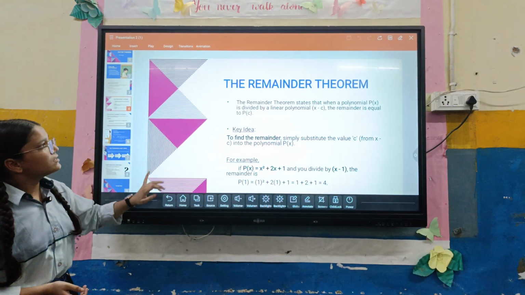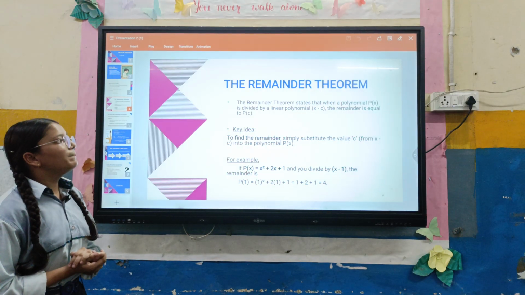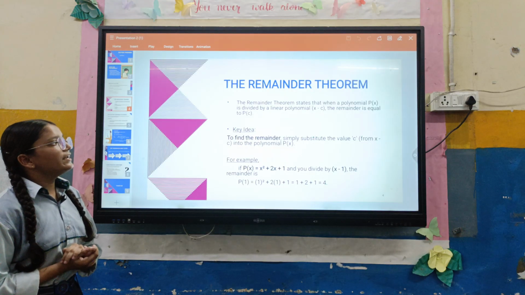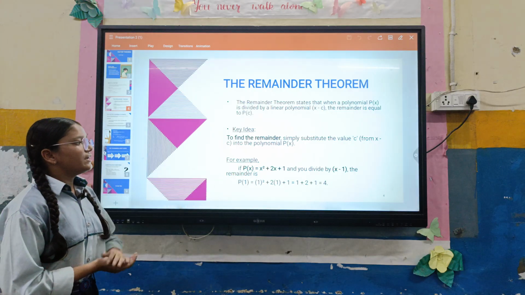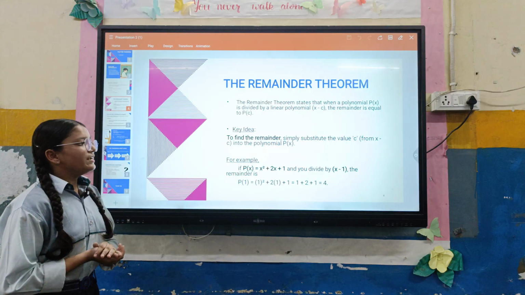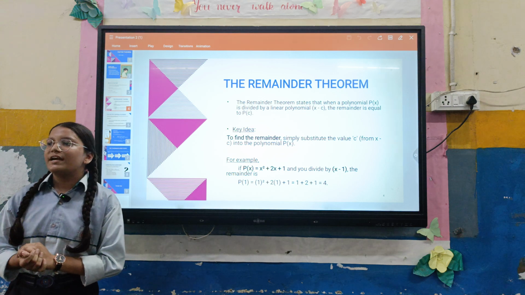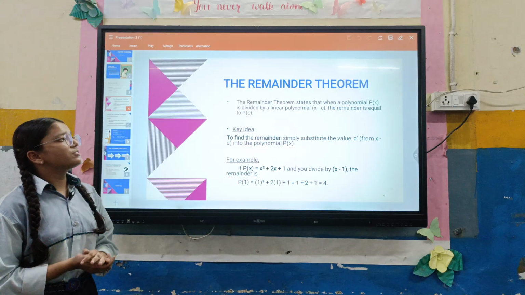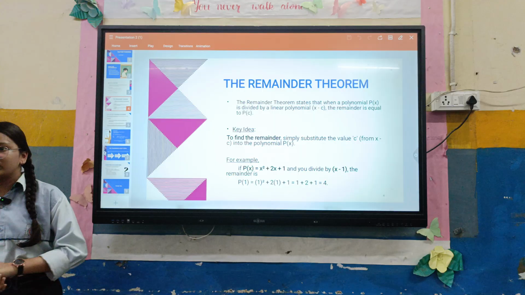Now our third topic is the remainder theorem. The remainder theorem states that when a polynomial p(x) is divided by a linear polynomial x minus c, the remainder is equal to p(c). For example, if p(x) equals x square minus 2x plus 1 and you divide by x minus 1, the remainder is 4. So what is the motive to understand the remainder theorem? The motive is to find the remainders and to understand the factor theorem.